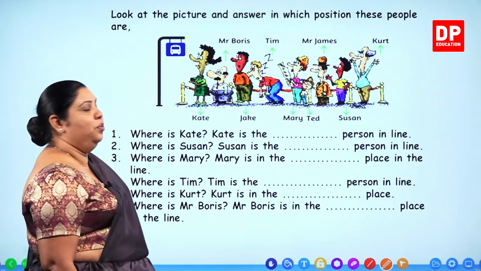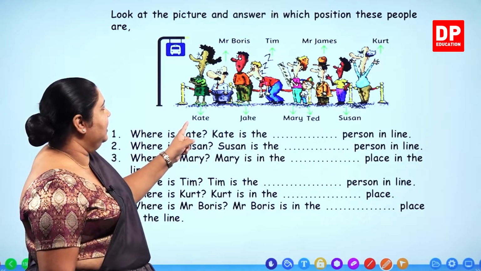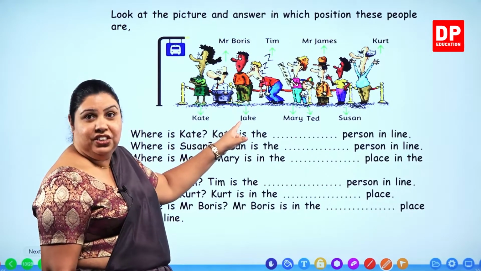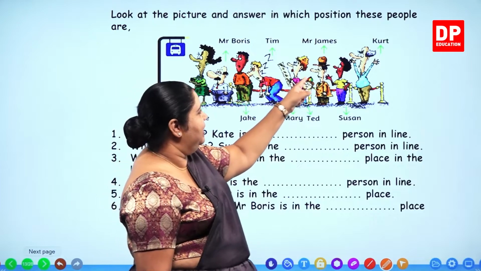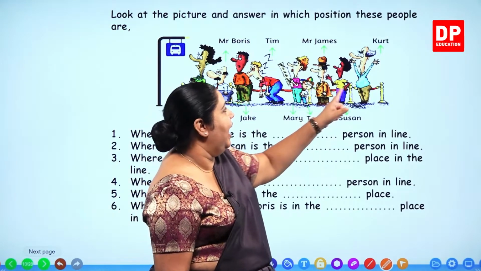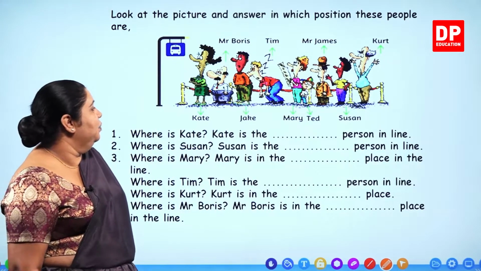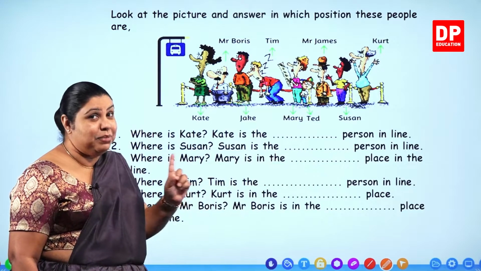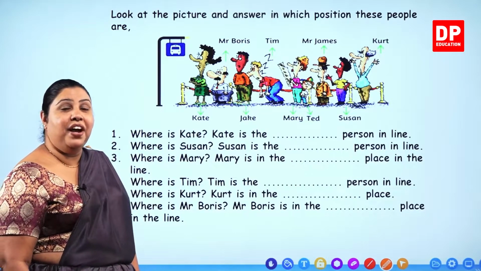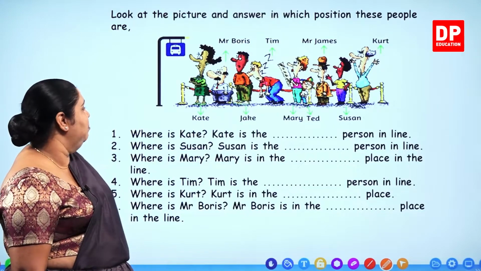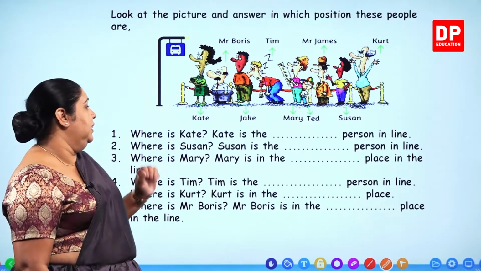Okay, we have 1, 2, 3, 4, 5, 6, 7, 8, 9 people, right? And you know their names now. Now you know their names very well. Who are they? Kate, Mr. Boris, Jake, Tim, Mary, Ted, Mr. James, Susan and Kurt. Okay, so they are names. You need to read them and you have to learn how to read these names as well. They are not all the time the usual names, the Sinhala names that we find. So you need to learn them as well. Reading is important. Right. Now we have to fill in the blanks and answer these questions.